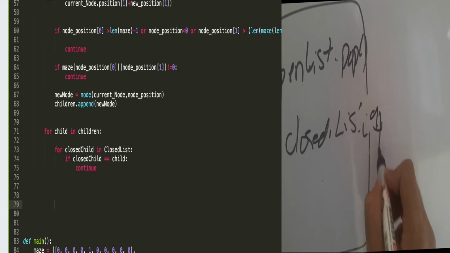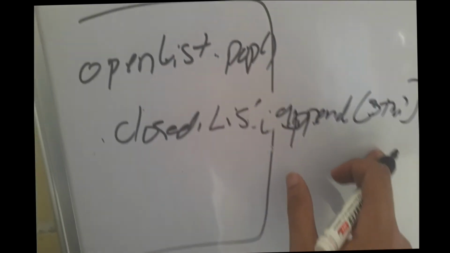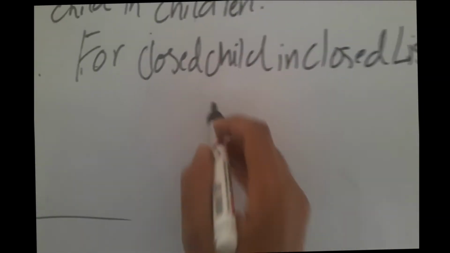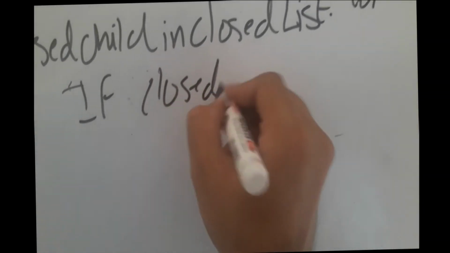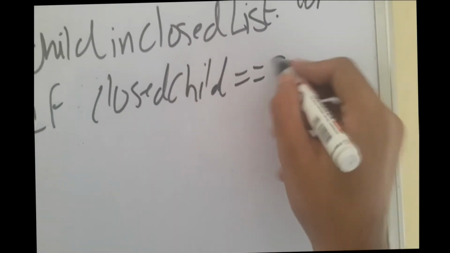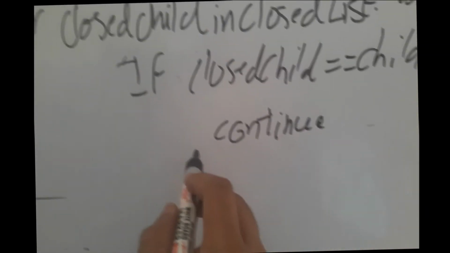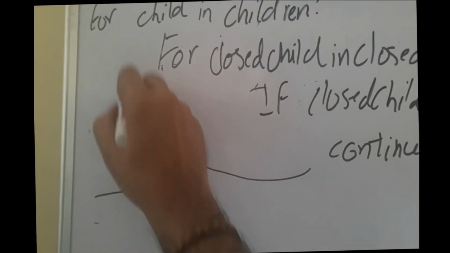Closed list dot append that element. That's the start node. So once I put the start node in the closed list, I cannot go back to it. Why? Because of this code. Let's write that code down. If closed child is equal to child, what I'll do is continue. What continue does is it takes me to this loop again.